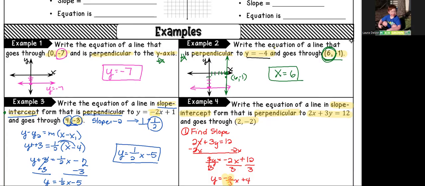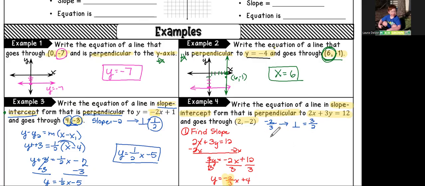And so for us to build our next equation, our slope needs to be the negative reciprocal. So if it's -2/3, our perpendicular slope is going to be +3/2. Okay, so we flipped that fraction and then we did the opposite sign. So we're going to use this 3/2 in our equation.